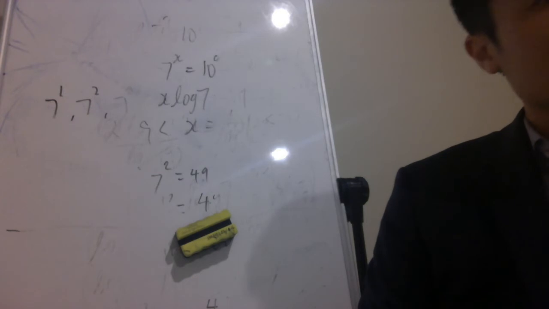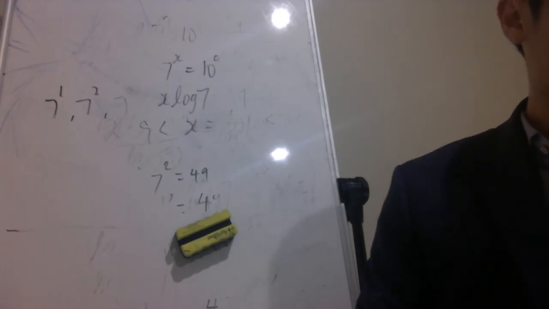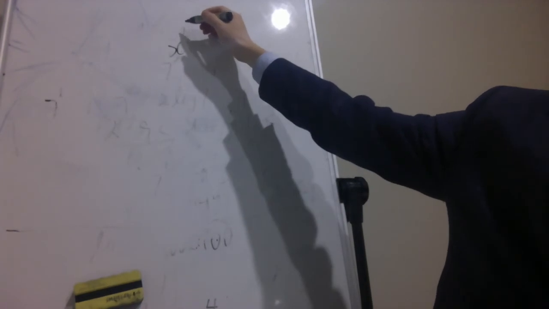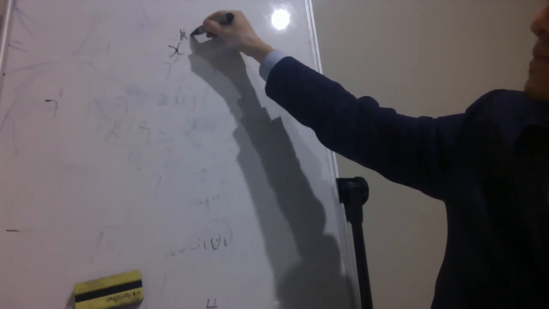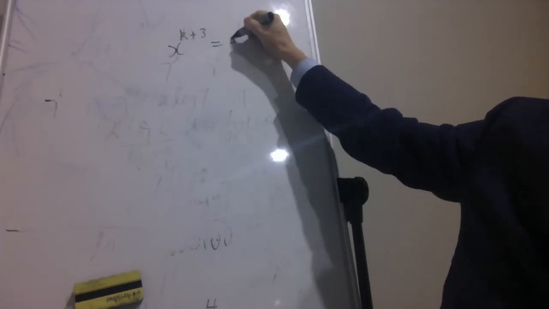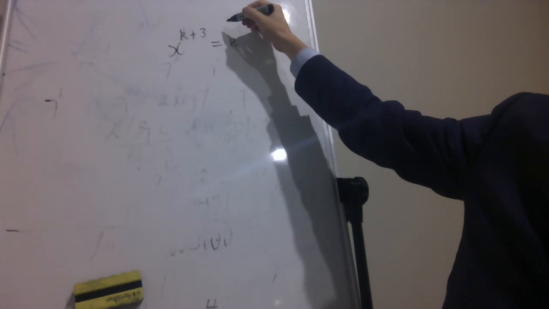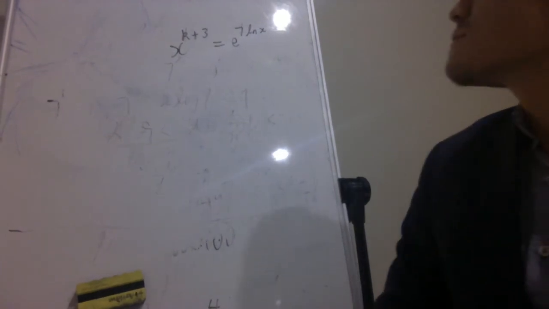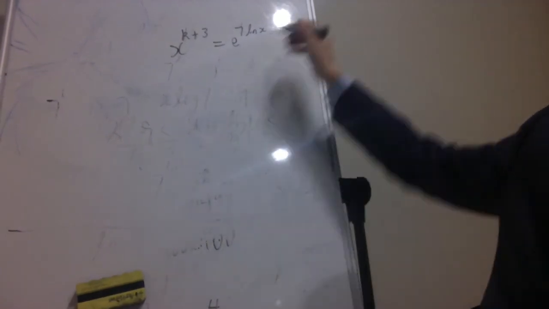What else? Question 2. You want to find k if x to the k plus 3 equals e to the 7 log x. This is meant to be true for all x greater than 0.